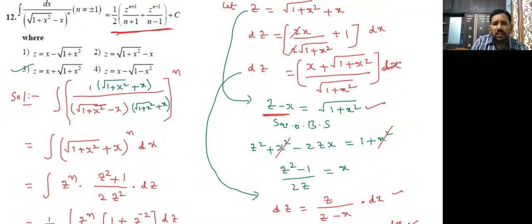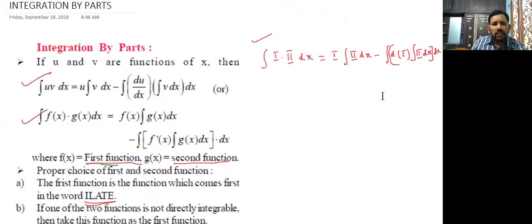Okay, this is integration by parts. Integration uv dx is equal to u into integration v dx minus integration du by dx, integration v dx dx. Or we can use integration f of x into g of x. F of x is the first function, g of x is the second function. Write the formula: f of x integration g of x dx minus integration f dash of x, that means derivative of f of x, integration g of x dx. So here I have written the formula, first function and second function.